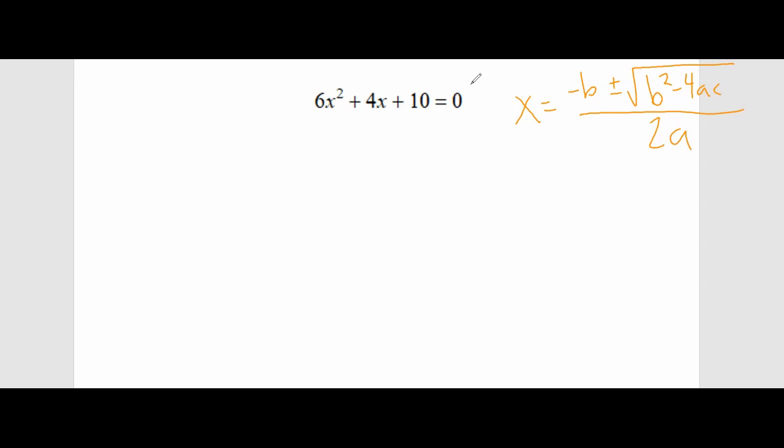There's actually a catchy song. I think it's set to Pop Goes the Weasel. But if you want to YouTube the quadratic formula song to Pop Goes the Weasel, it's pretty catchy and it might help you remember the formula a little bit easier. No, I'm not going to sing it for you on video.